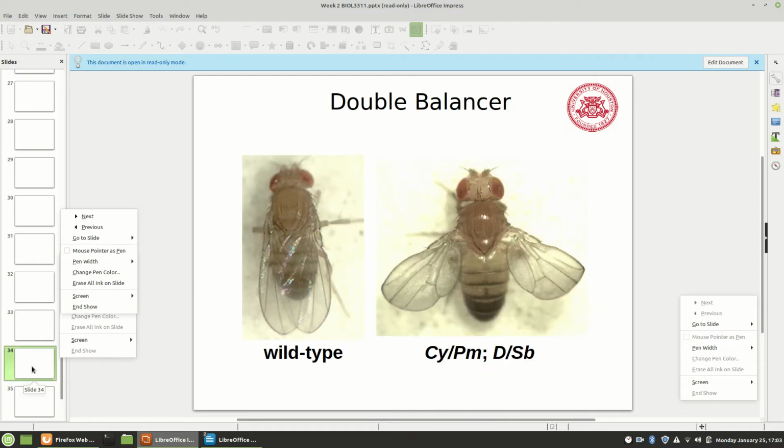All right, this is a wild type fly, and here is your balancer. It's got a double balancer actually. It's got a CY and a PM, both of them dominant traits, and then it has another set of mutations. It has D and SB. I don't know what these are. I know this one's curly. I think this is plum, dikeet, and I've forgotten what SB stands for. Cinnabar? No, that's CN. But it has 4 mutations.